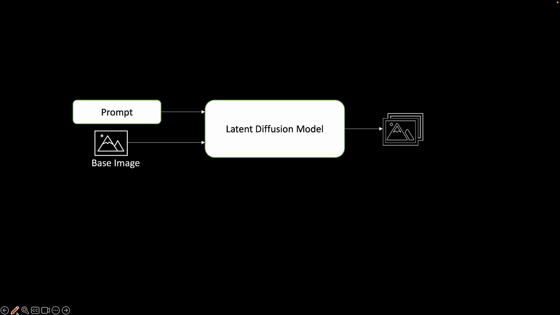Let's look into the internals of the latent diffusion model. As discussed earlier, the latent diffusion model takes two inputs. One is the base image.